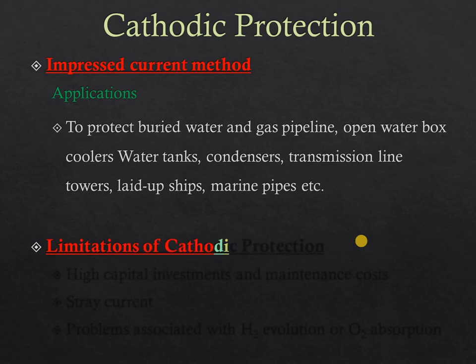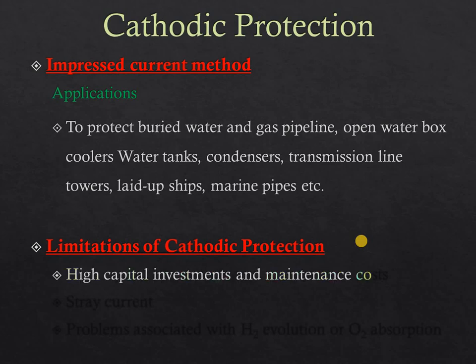Limitations of cathodic protection. Cathodic protection may lead to high capital investment and maintenance cost. It leads to stray current. This stray current, generated due to cathodic protection, may lead to corrosion of nearby metallic articles and nearby metallic structures.